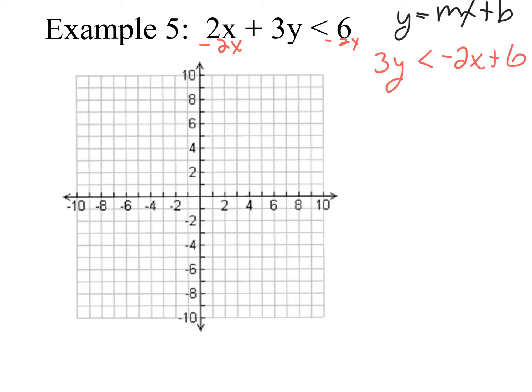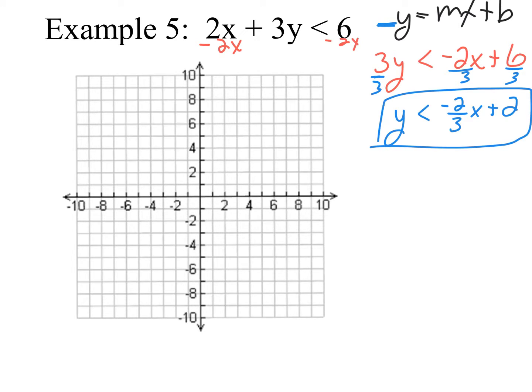Now, I'm not quite done, because notice up here the y is completely alone, and down here it's not. So I'm going to divide everything by 3. Y less than negative 2/3 of x plus 2. Now that right there looks like something we've been working with so far. So that's what we're going to use.